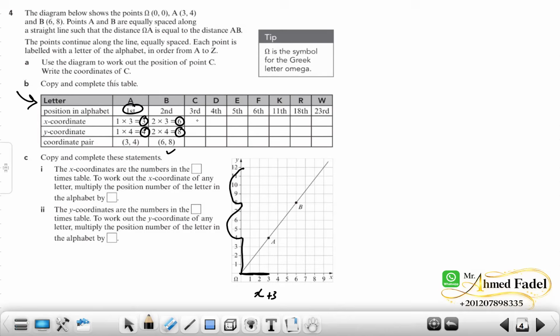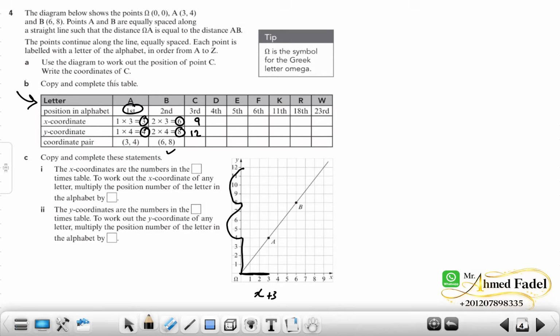Let's continue with the third letter, C. What are we supposed to do? We multiply it by 3 every time. So 3 times 3 is 9. They're not giving you enough space for the calculations, so I'm going to write 9 here. For y, I multiply by 4, and 3 times 4 is just 12. If you notice the pattern, we're moving in threes for the x-axis, using the 3 times table.